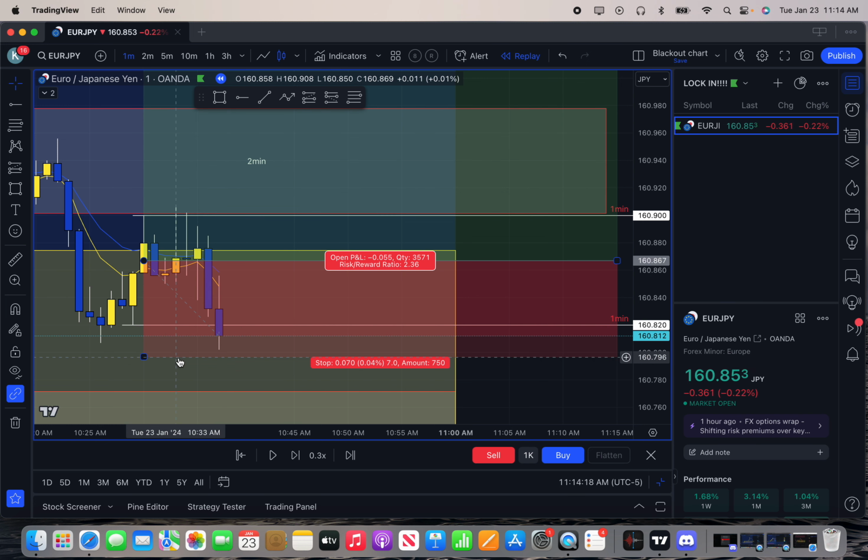Now, at the end of my session, I knew this open zone was here, and I felt like this open zone was going to get tested and it was going to reject off. So I did make the executive decision that if it did, I was going to reduce my risk and take a third trade.